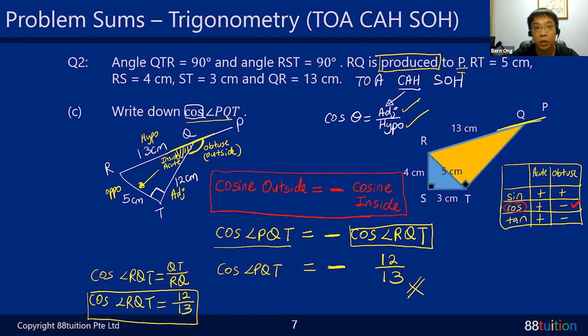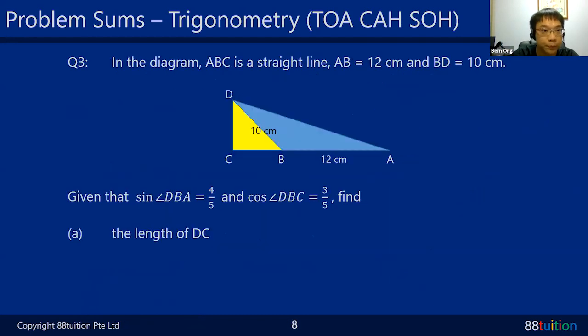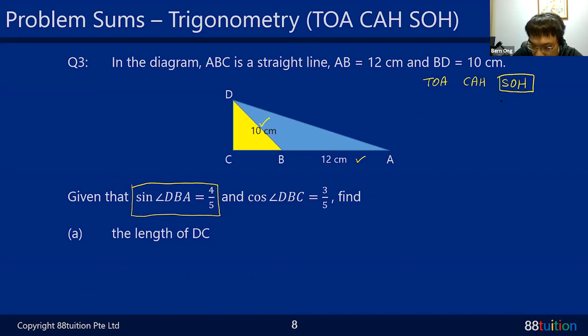Now we move on to question 3. What do you have? Down here in the diagram, ABC is a straight line. AB is 12 cm, BD is 10 cm. Then they give you this clue: sine DBA is 4 over 5. When I see sine DBA like that, with a fraction, I remember TOA CAH SOH. When we talk about sine, the general formula is sine theta equals opposite over hypotenuse.